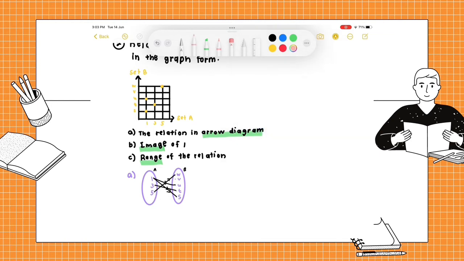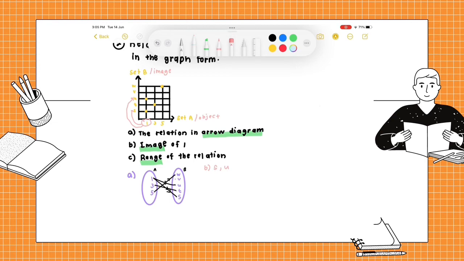Next, question B asks us to find the image of 1. Set A is equal to object and set B is equal to image. So when we are asked to list down the image of 1, we can simply look at set B. The image of 1 is: 1 goes to S and 1 goes to U.